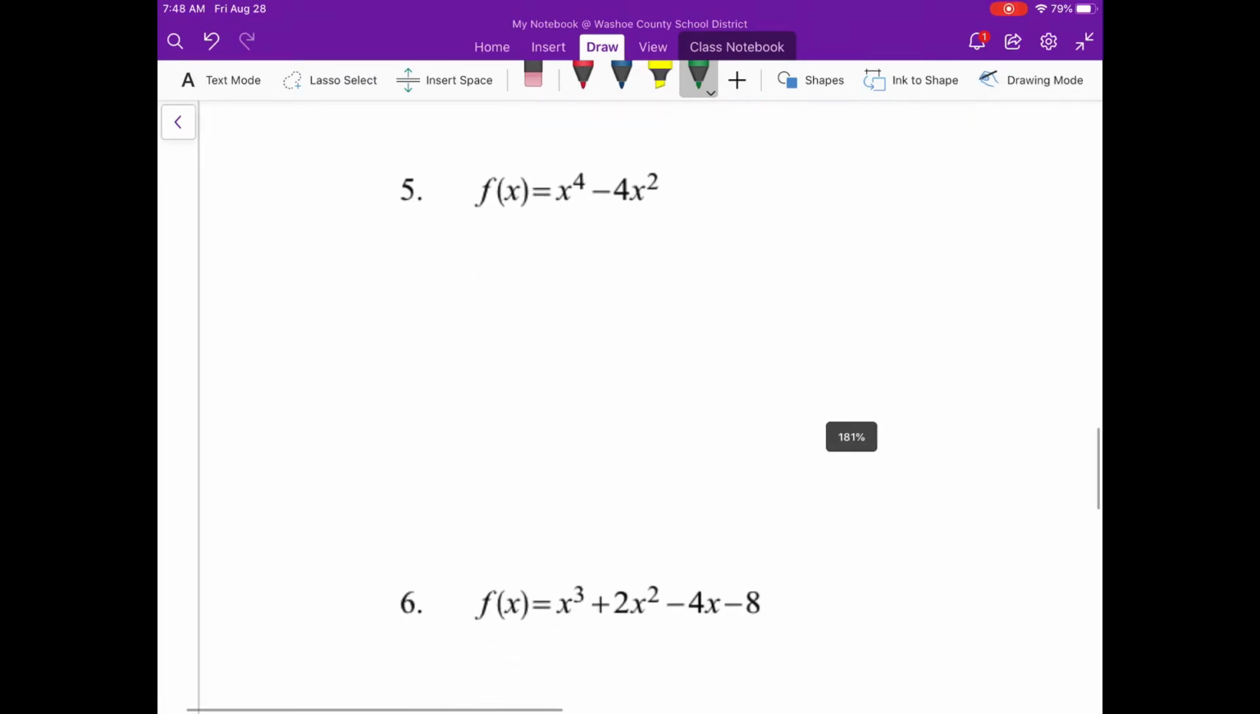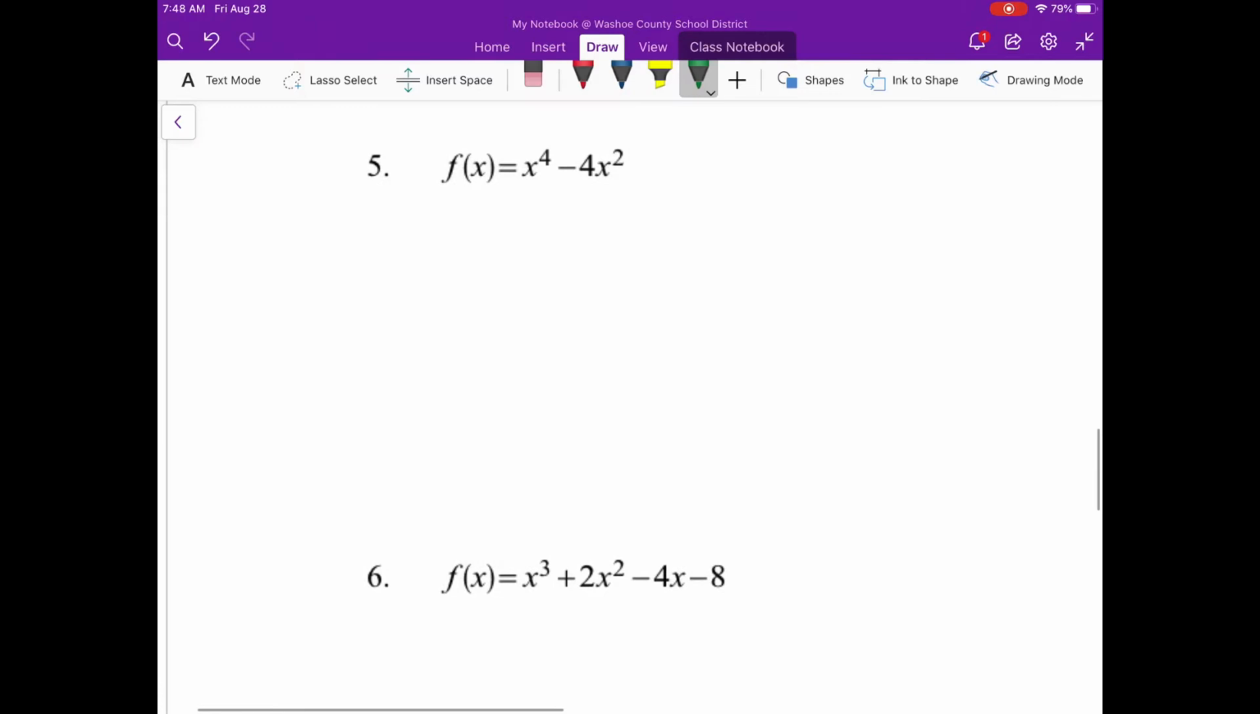Moving on here, I want you to go ahead and try to pause the video here and attempt these two questions. See what you can do. Try to think about which method would be best to use in this case.